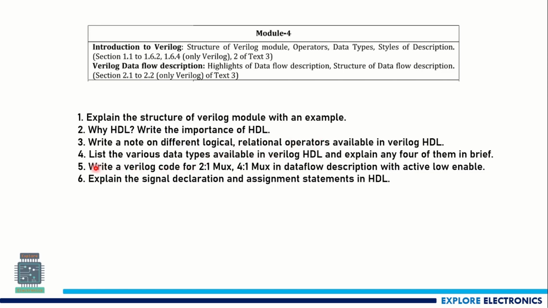And this is very important, this 5th one. Write a Verilog code for 4:1 mux in data flow description. It is asked many times. And also 4:1 mux using 2:1 mux, like that they may ask to write the Verilog code. And this is module 4. It is very simple. You need to learn writing the Verilog code for simple designs like 4:1 mux, 2:1 mux, full adder, half adder, like that, and logical and relational operators, and the structure of a Verilog module is very important.